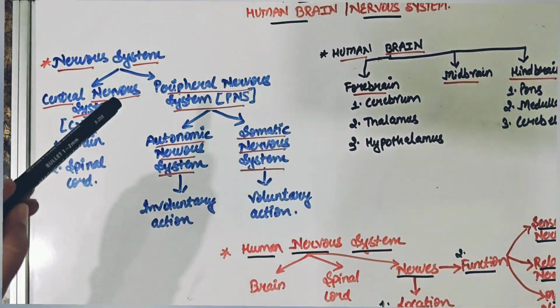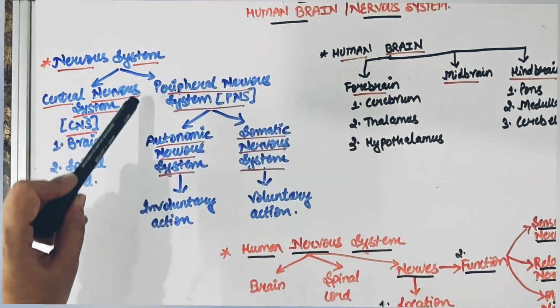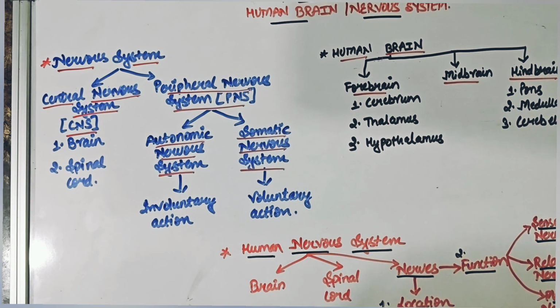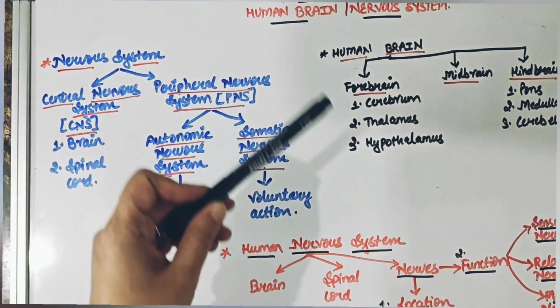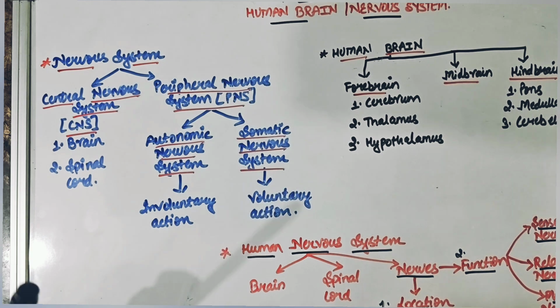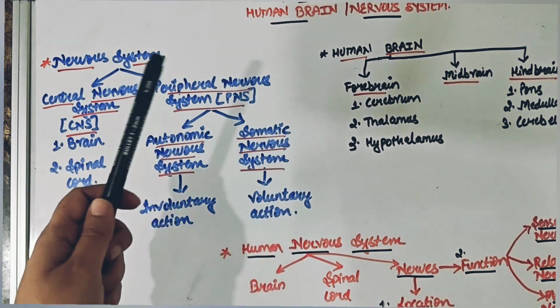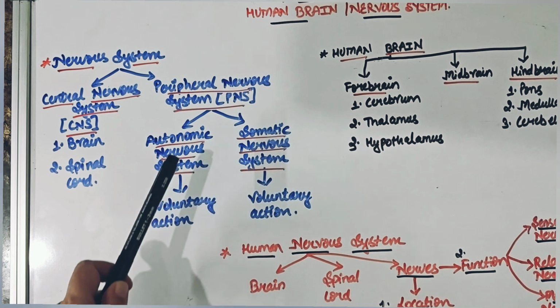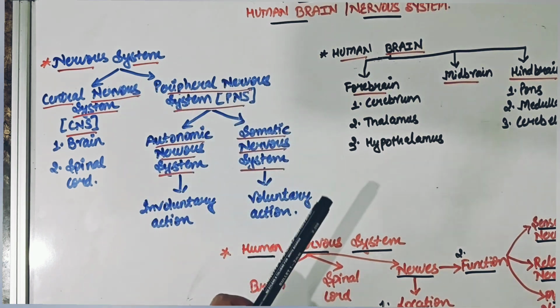So all the nerves actually which are there, they come under the PNS part, which is also known as the peripheral nervous system. It includes all the nerves mainly which are arising either from the cranial nerves or the spinal nerves, but all the nerves which are there, they come under the peripheral nervous system.